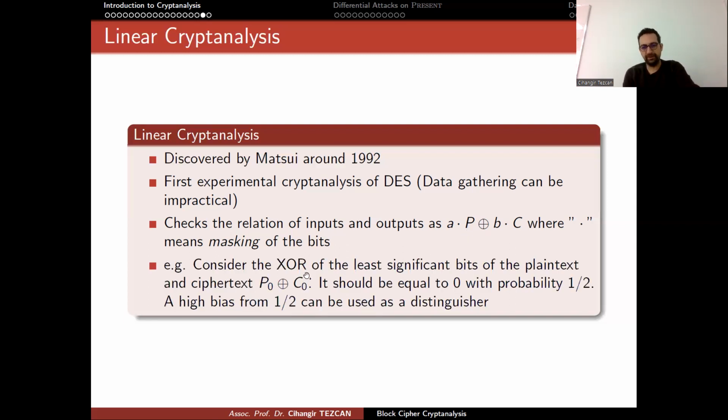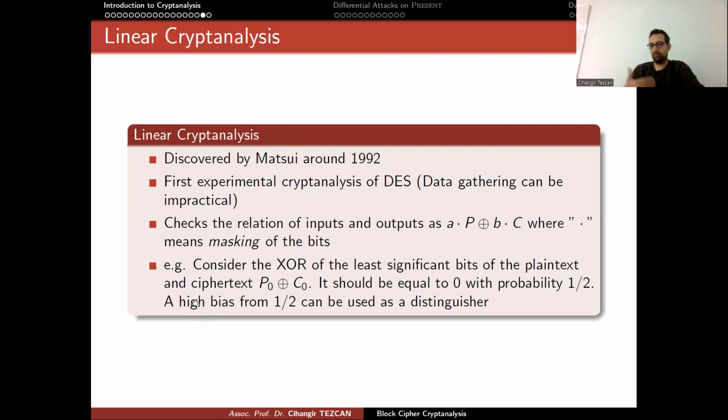So consider, for example, just the XOR of the least significant bits of the plaintext and the ciphertext. I simplified it like this. In theory, it should be equal to 0 with probability 1/2, and equal to 1 with probability 1/2, right? There shouldn't be any reason for the least significant bit of the plaintext and the least significant bit of the ciphertext to be related somehow. So in linear cryptanalysis, we always assume that any of this kind of masking will produce 0 or 1 with probability 1/2.